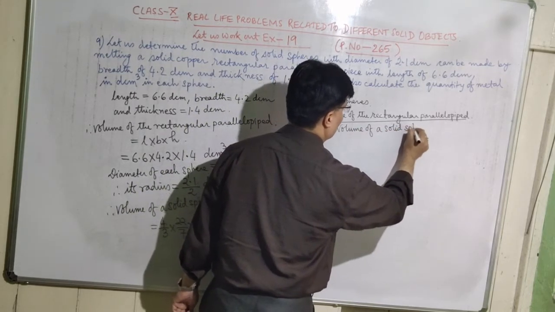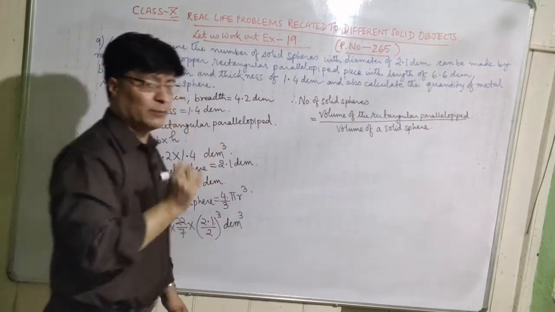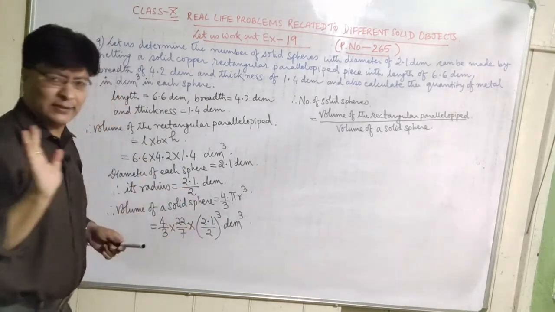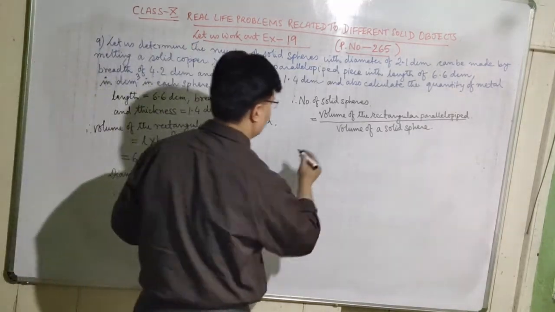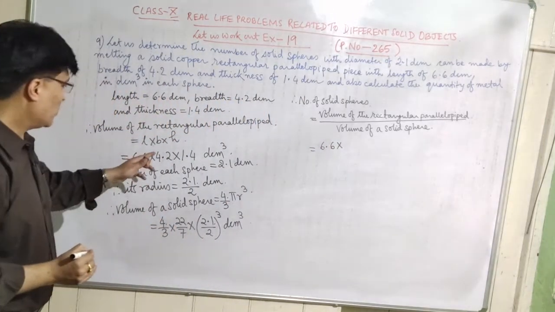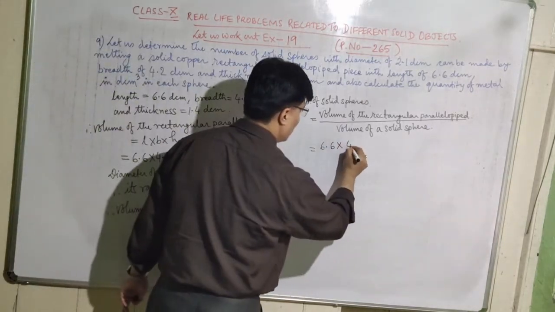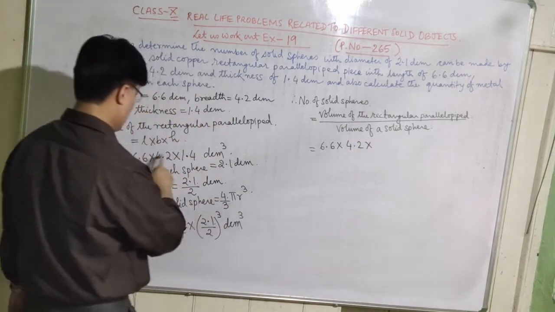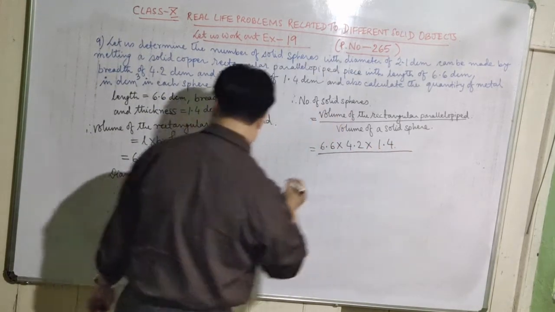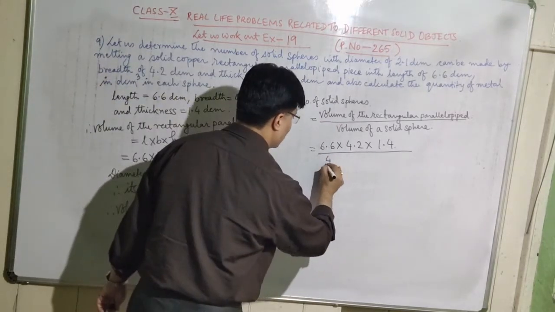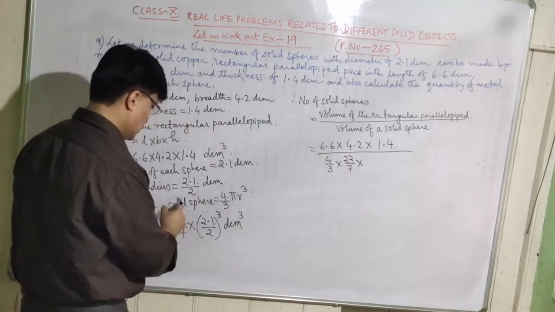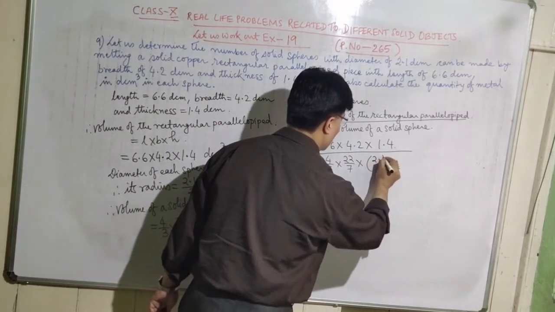Volume of a solid sphere. You have to remember one thing: do not simplify here right now, do not simplify at all at this stage. Okay? Now let us put the values, which is equal to 6.6 into 4.2 into 1.4, this whole divided by 4/3 into 22/7 into (2.1/2) whole cube.